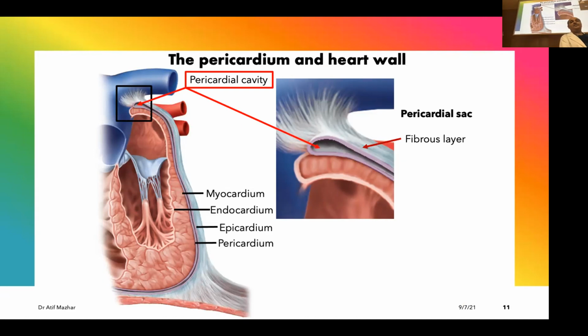My heart has primarily two layers. The first layer, the outer core, is fibrous. The inner core is serous. The serous core is further divided into visceral and parietal. So this is the outer core, then you have the serous layer, and then you have the epicardium.